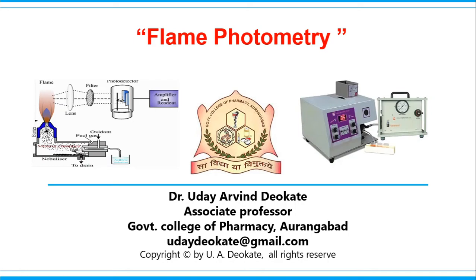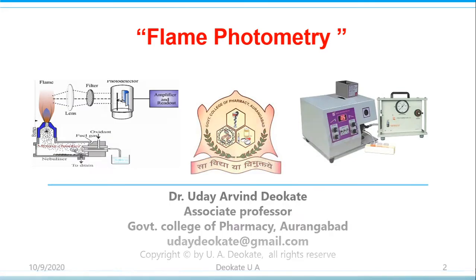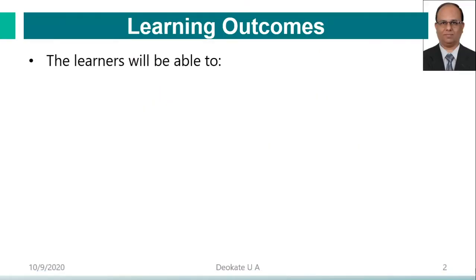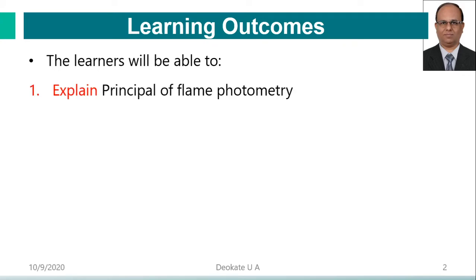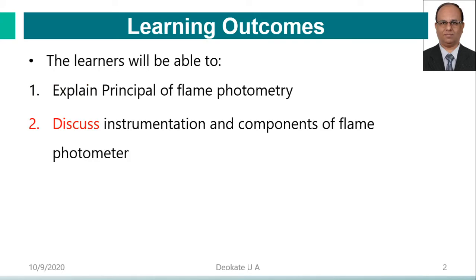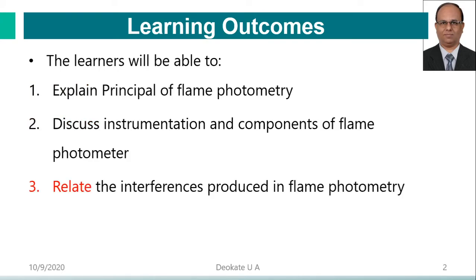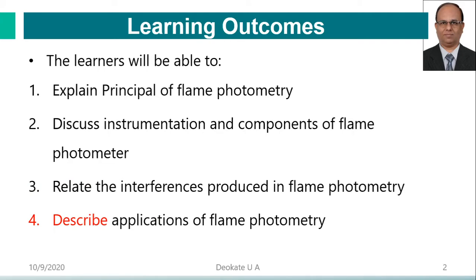Hello friend, welcome back. We will start today with the next topic, that is flame photometry. The learning outcome of this topic: the learner will be able to explain the principle of flame photometry, discuss instrumentation and components of a flame photometer, relate the interference produced in flame photometry, and describe applications of flame photometry.